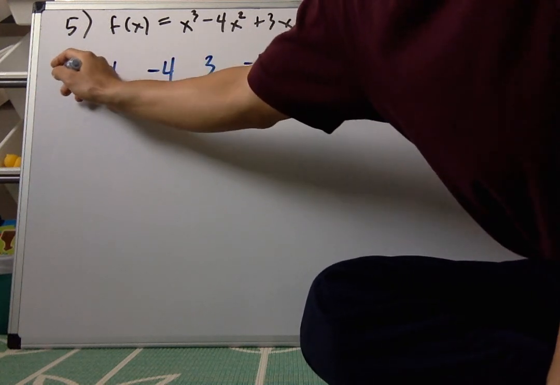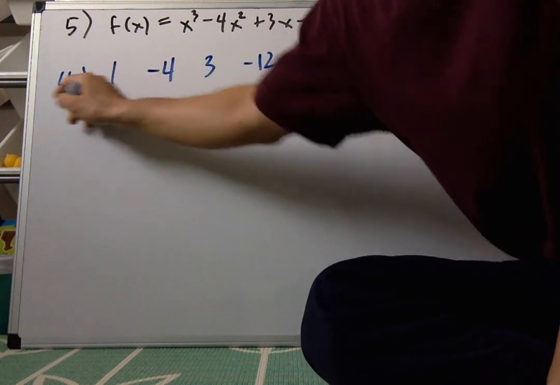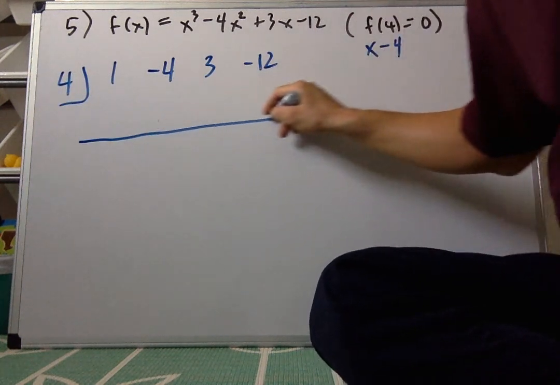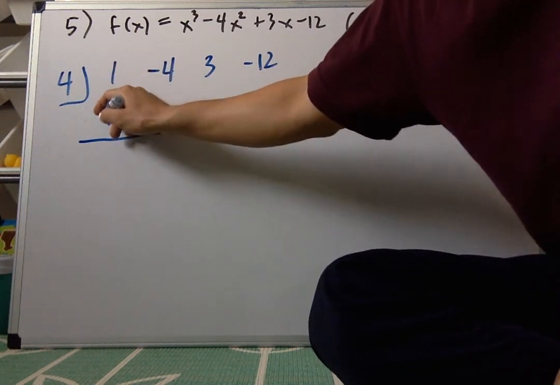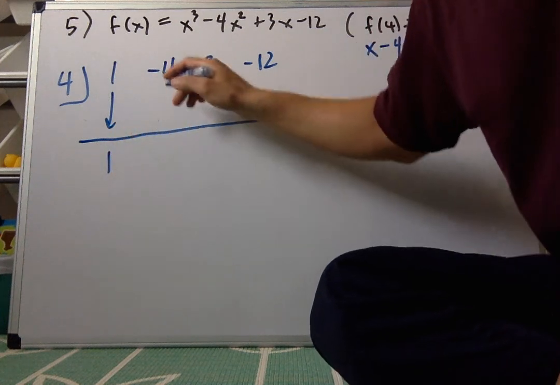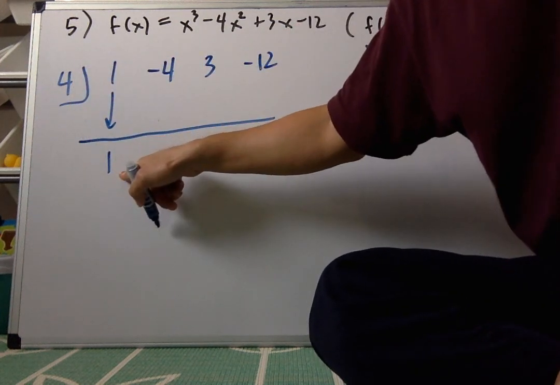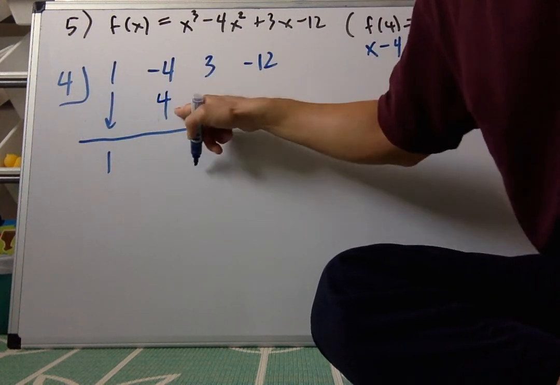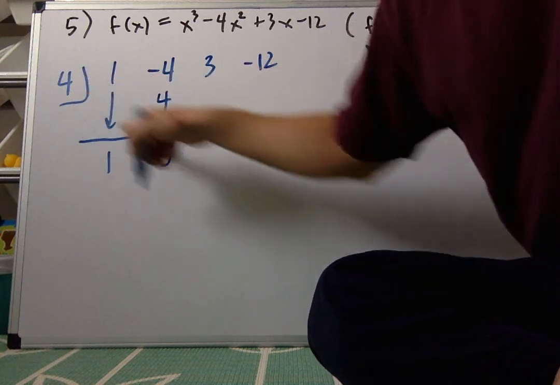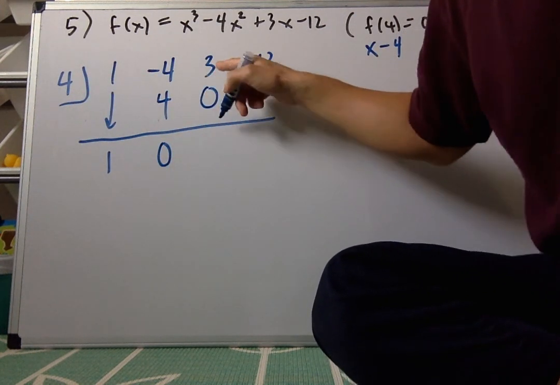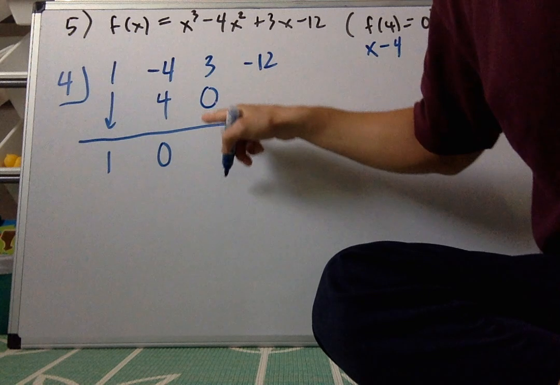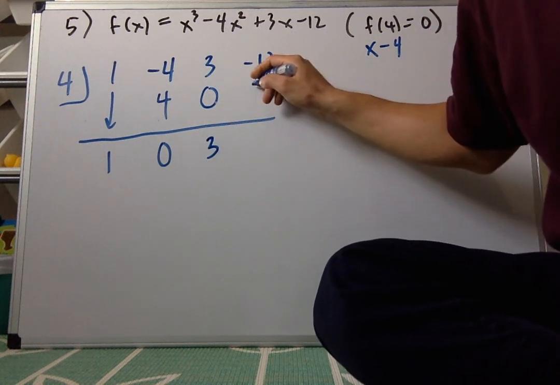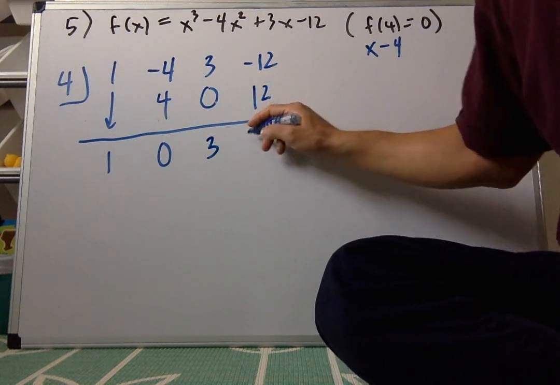Alright, and this is going to be a 4 here. So let's just run through the synthetic division algorithm. Remember, we just drop this 1 first, right? So drop the 1, multiply 4 times that 1, which is 4. Negative 4 plus 4 is 0. 4 times 0 is 0. And then 3 plus 0 is 3. 3 times 4 is 12. Negative 12 plus 12 is 0.